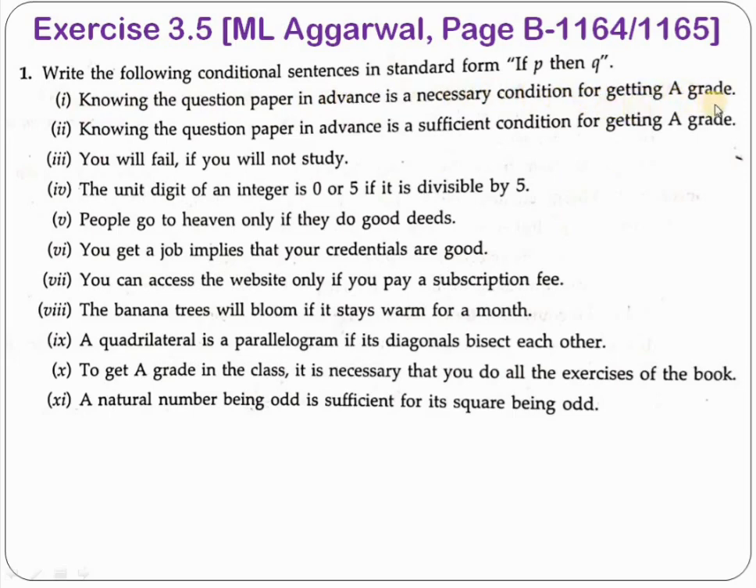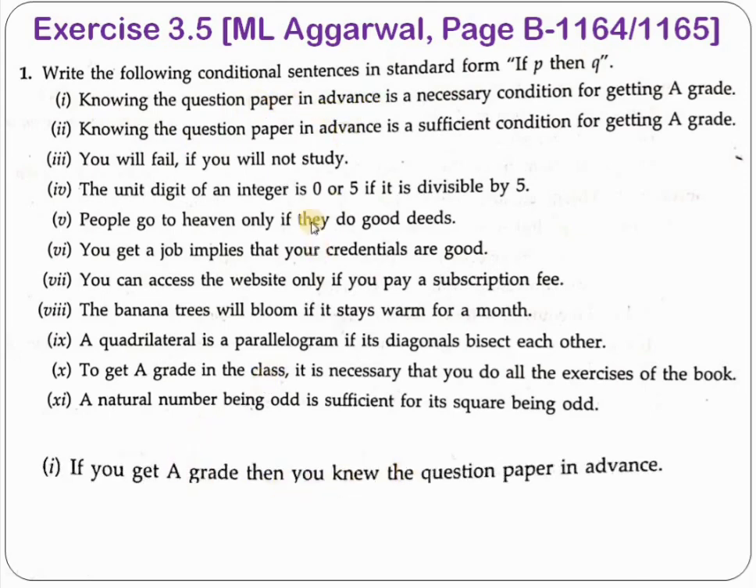So getting grade A comes behind, means this is your P, right? Because in that list, in the 5th one, we have Q is a necessary condition for P, right? So Q is this one and P is this one. So that is, if P then Q can be written as, if you get grade A, then we have to write Q, then you knew the question paper in advance. All right, so this is your answer for this first one.